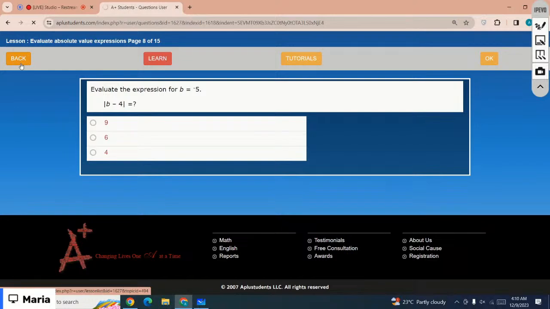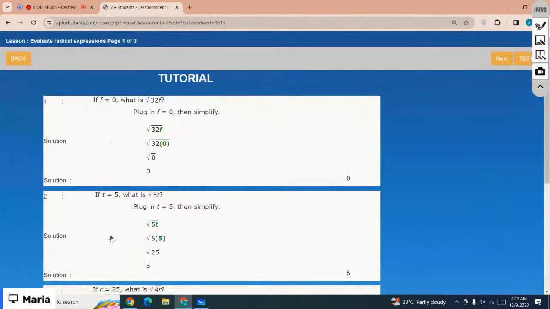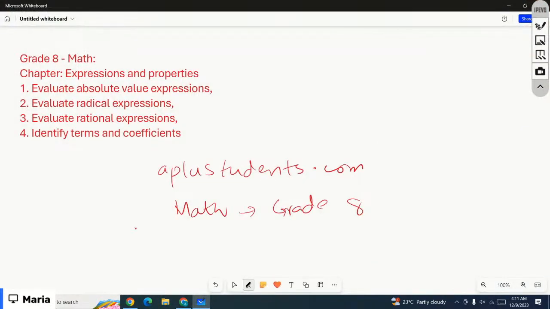And the next lesson is evaluate radical expressions. Radical expressions are the ones that have the radical sign. This is the radical sign, the square root. So the equations that involve the radical sign are the radical expressions, right?